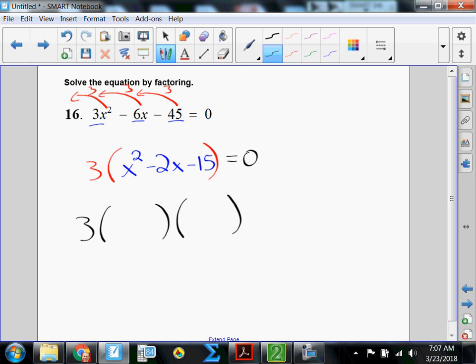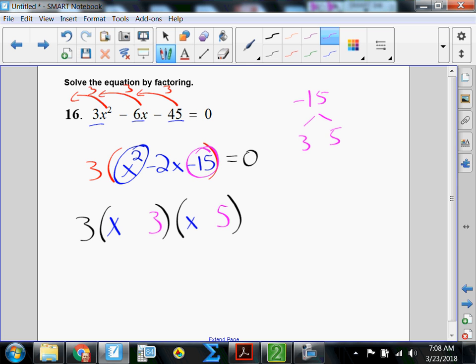So in class, we talk about how the first number in our equation to be factored breaks down to the first number in each parentheses, so x and x. We talk about how our last number in the equation, negative 15, breaks down to the last number in each parentheses. So I have 3 and 5, and I need one of them to be negative.